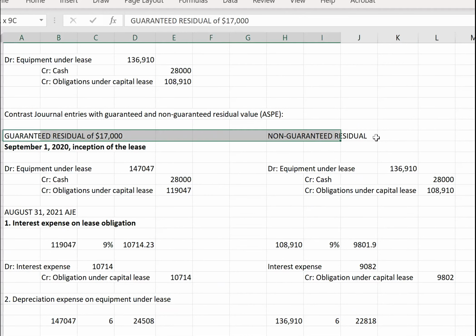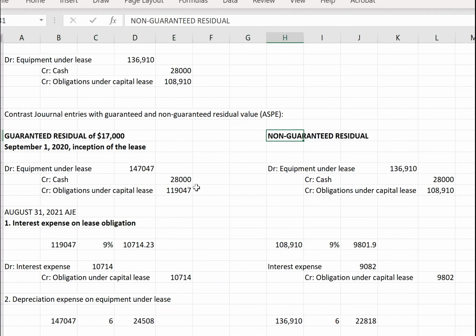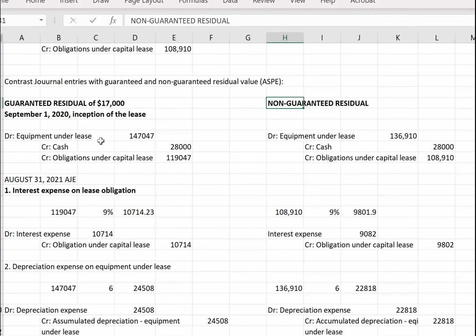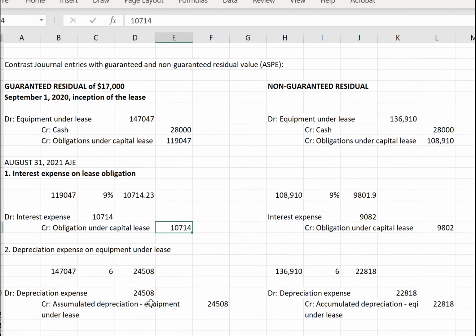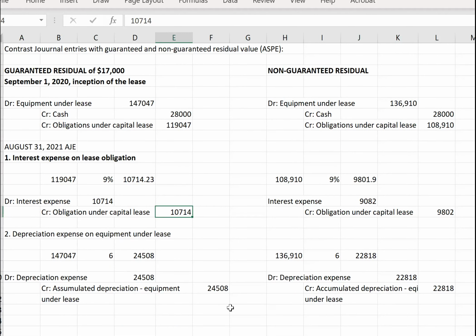So you can see we had our guaranteed residual here and our non-guaranteed. You can see that not only is the equipment under lease, the asset, higher with a guaranteed residual value, but the obligation under lease is also higher. As a result, your interest expense is going to be higher, and your depreciation expense is also going to be higher. So guaranteeing that payment at the end of the lease that we included as the negative future value of 17,000 in our present value calculation impacted all of our entries all the way throughout the years.